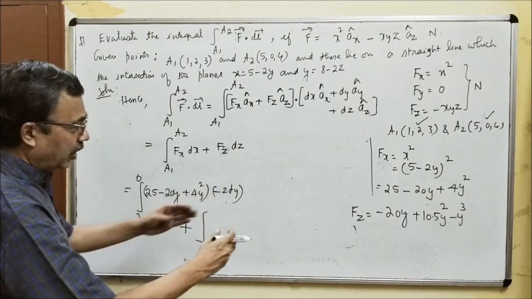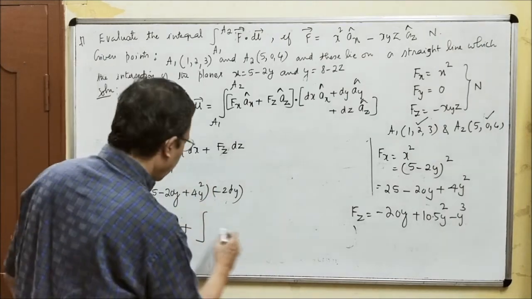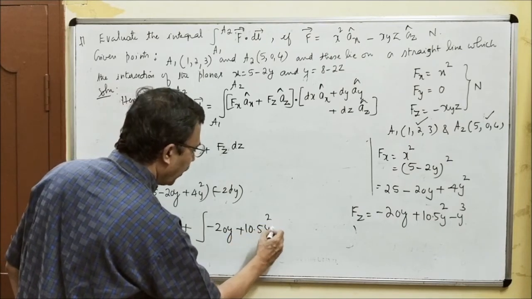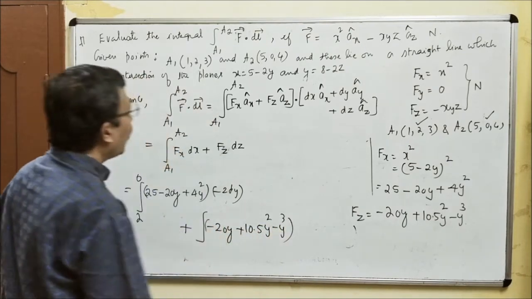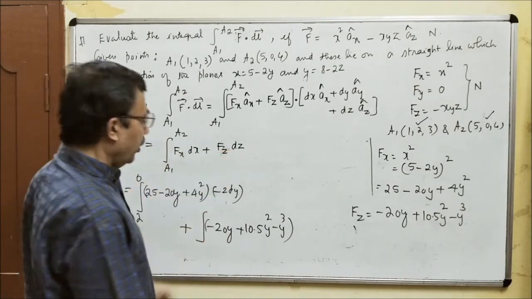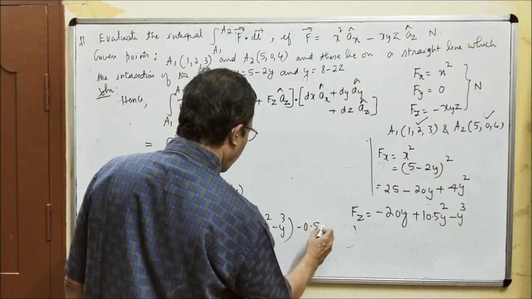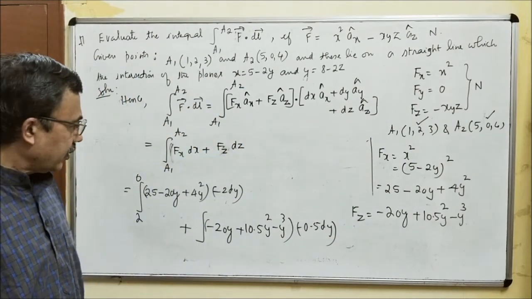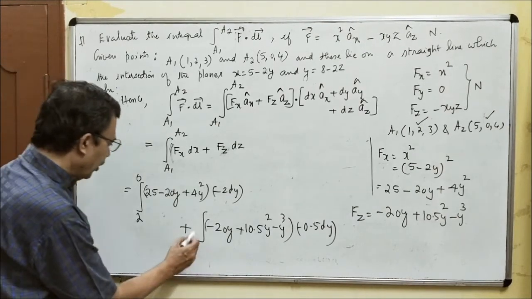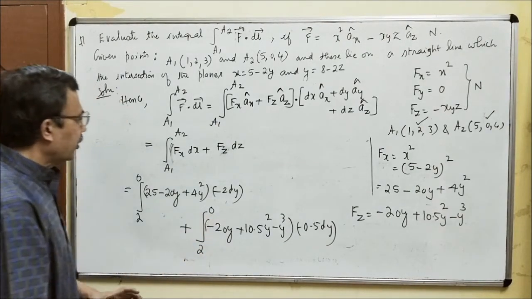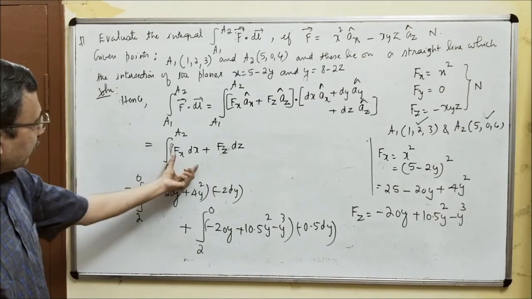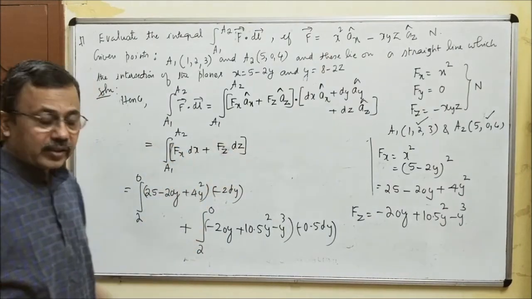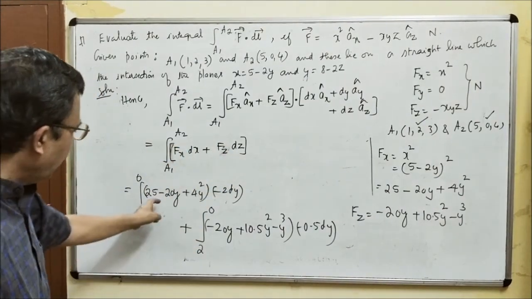Plus, I will take this integration. What is Fz in terms of y? It is minus 20y plus 10.5y square minus y cube. What is dz? dz is nothing but minus 0.5 dy. This I have done in the beginning of the solution. Limits again from 2 to 0. So please don't think this integral is only for this term, it is for both the terms. Therefore, in order to make it clear, let me put a bracket. So now these two integrals have to be evaluated.